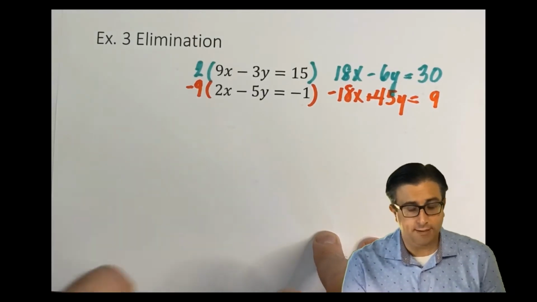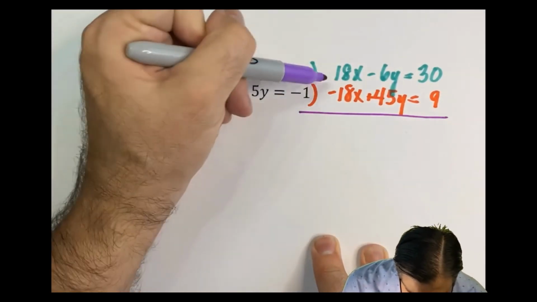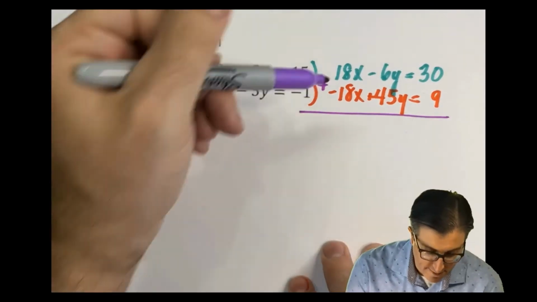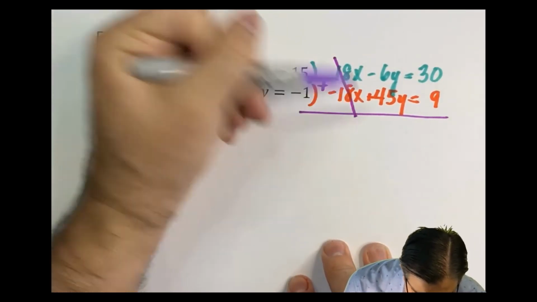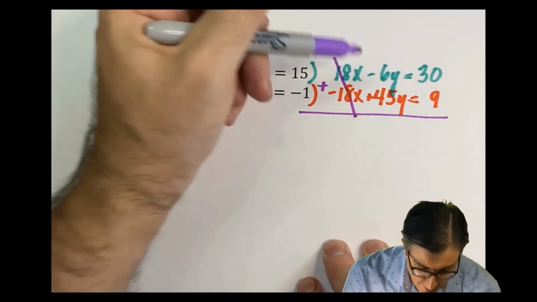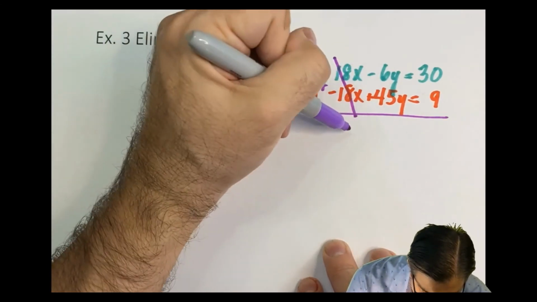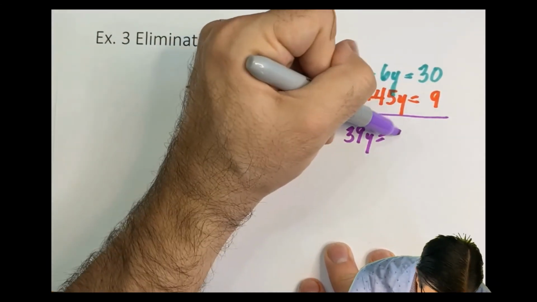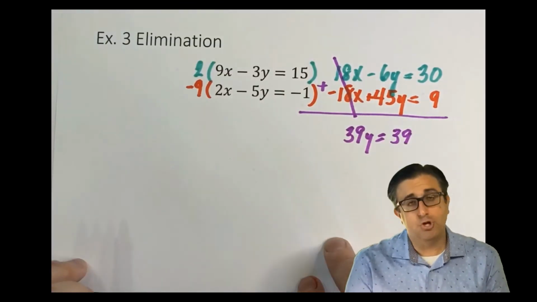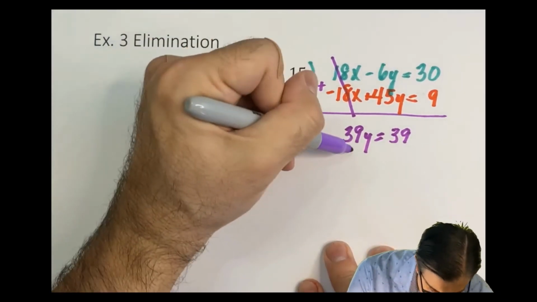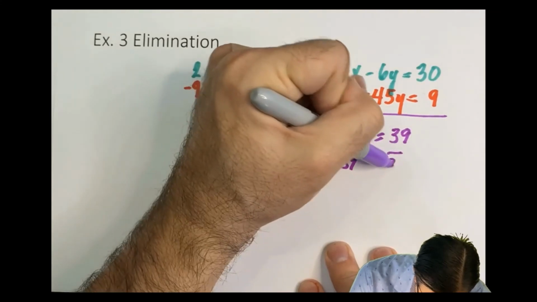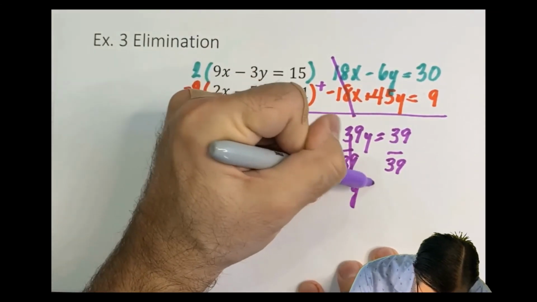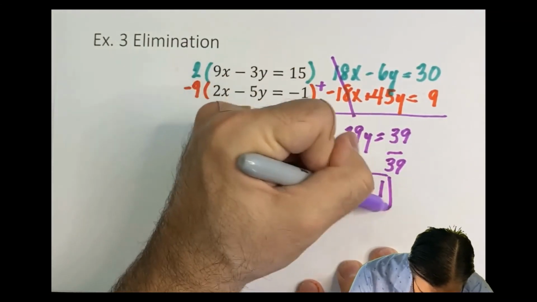Is there one that's going to cancel with another when I add them up? The answer to that is yes. 18x and negative 18x cancel each other out. Negative 6 plus 45 is 39y, and 30 plus 9 is 39. You should always arrive at a one-step equation. Divide both sides by 39. We get y equals 1.